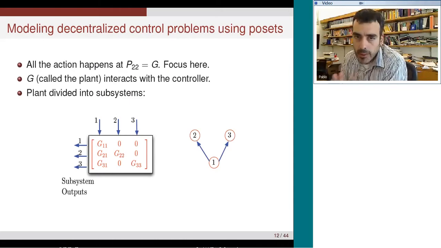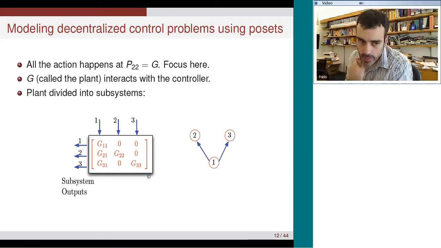So why? What's the relationship between decentralization and partial orders? Somehow we can model in a fairly natural way the notion of decentralization, the notion of when I take an action at a particular point in time or space, then this is affecting only a subset of systems. As an example, think again of our little system with three parts or three subsystems.